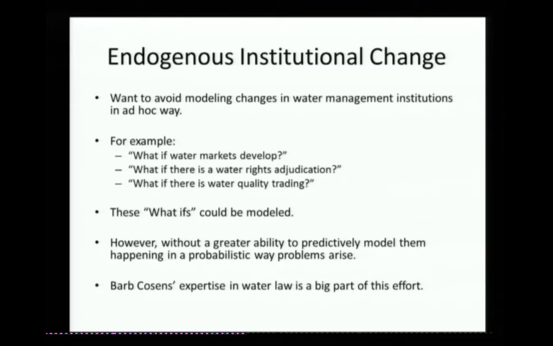What if there's water quality trading that develops? Okay, well, that'd be interesting. We could do that. The only problem, though, is that, of course, underneath it, there's always a political game being played there. So those what-ifs could be modeled, but without a greater ability to predictively model them happening in a probabilistic way, you can get into problems because there's a lot of political motivation to consider certain scenarios that may not happen or be very unlikely to happen.